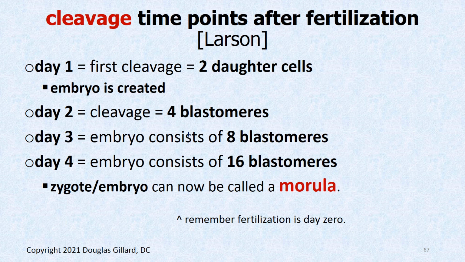Just kind of a big picture of where we've been. So day 1 after fertilization started, after the sperm got through the zona pellucida, day 1 we got 2 daughter cells made, which created the embryo. Day 2, 4 blastomeres are usually present. Day 3, 8 blastomeres. Day 4, 16 blastomeres are usually present. That's called the morula.